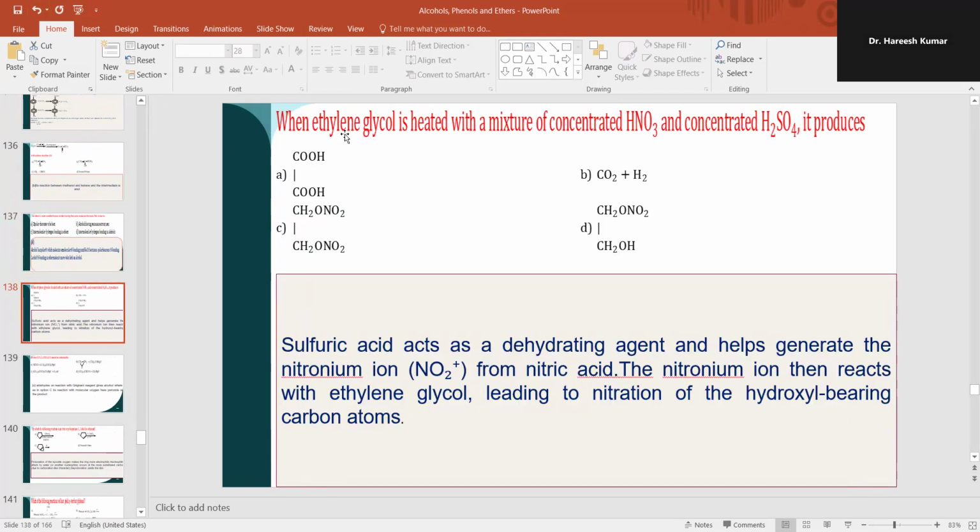Let's take another question. When ethylene glycol is heated with a mixture of concentrated HNO3 and concentrated sulfuric acid, it produces. That means ethylene glycol undergoes nitration. So when sulfuric acid and nitric acid are mixed, NO2+ is liberated. That NO2+ reacts with the ethylene glycol, forming dinitroethylene glycol. That means option C will be the correct answer.